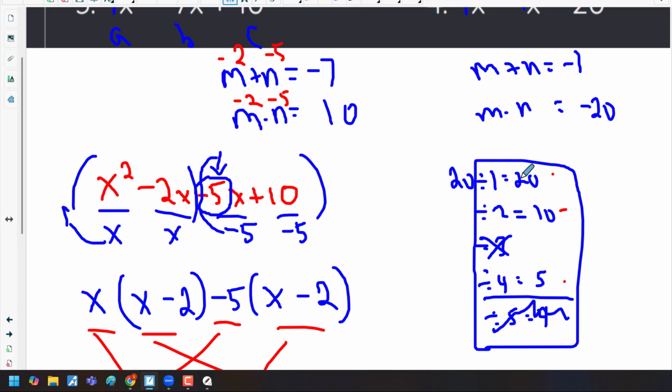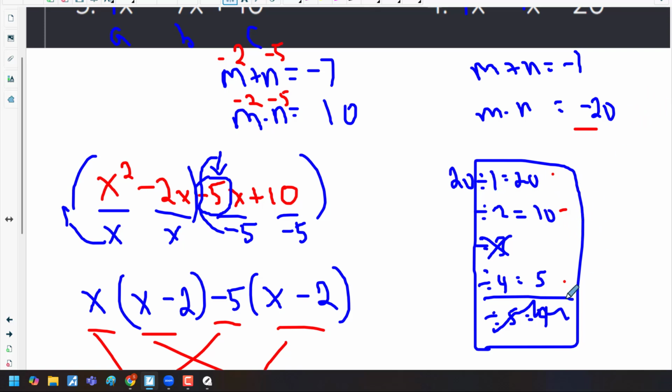So it could be 1 plus 20, that's 21. 2 plus 10 is 12, and 4 plus 5 is 9. Obviously, none of those work because you have a negative number here. What that means is one of these factors has to be negative, because the only way you can get a negative number by multiplying two numbers is if one of them is negative.